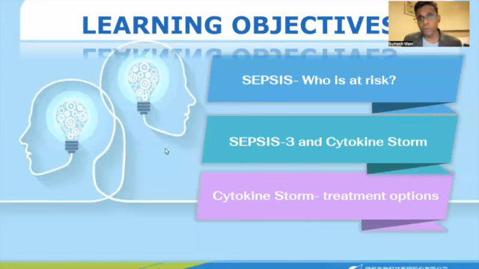Today we try to know who is at risk of sepsis. Why this is most important to you is that sepsis patients are everywhere, in the ICU, cardiac ICU, surgical ICU, MICU, any ICU you talk about.